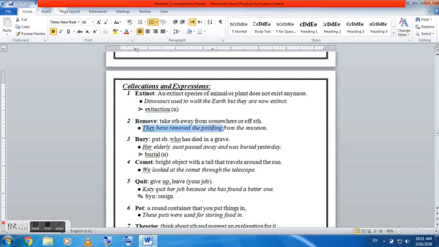We have remove, which means to take something away from somewhere or off something. For example, they have removed the painting from the museum. Then we have bury, to put somebody who has died in a grave. And the noun is burial. Then we have comet, a bright object with a tail that travels around the sun. And we have number 5, quit or give up, leave your job. This is basically the same meaning as resign.